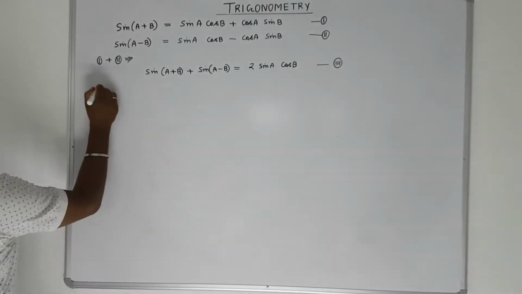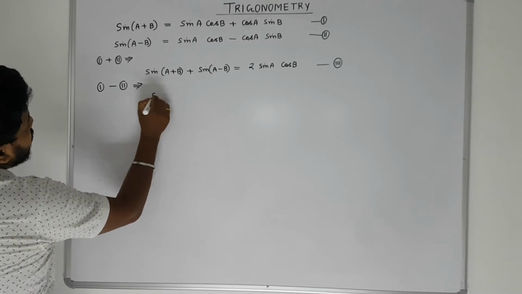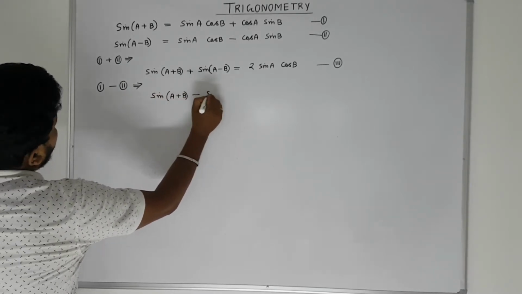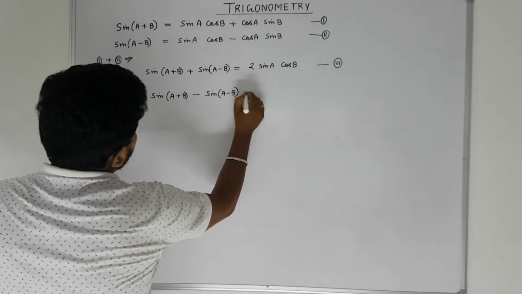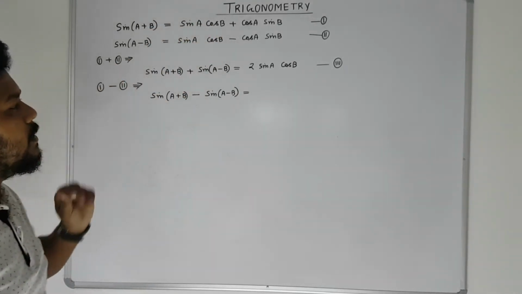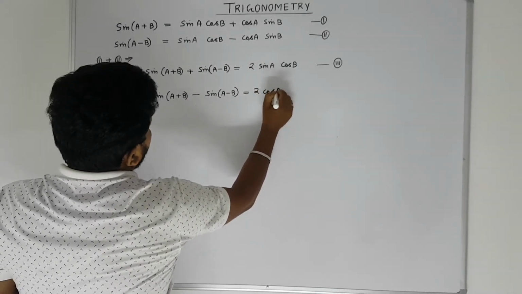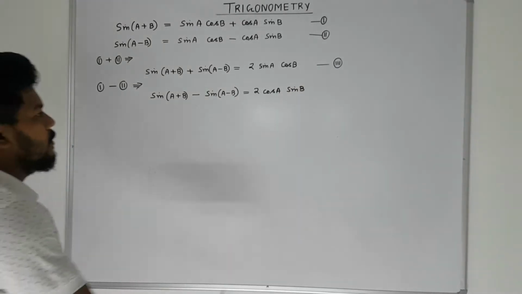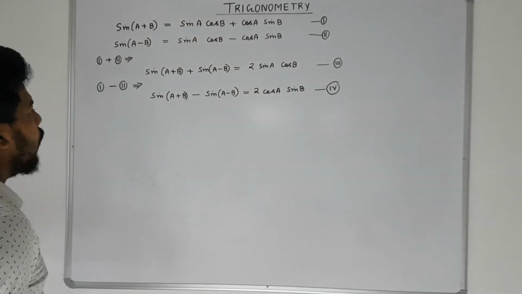And similarly, if I subtract 2 from 1, I will get sin(A+B) - sin(A-B) = ... now if you subtract, then sin A cos B will get cancelled. This is minus minus plus. So twice cos A sin B. This is number 4.